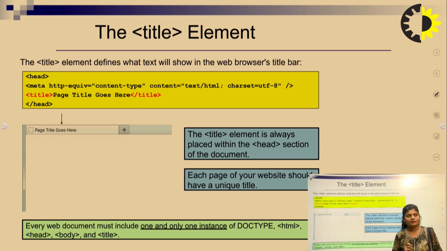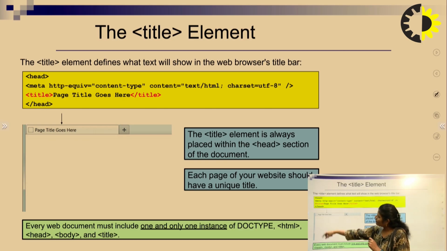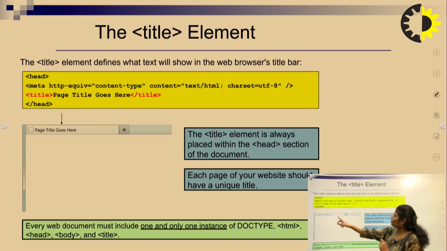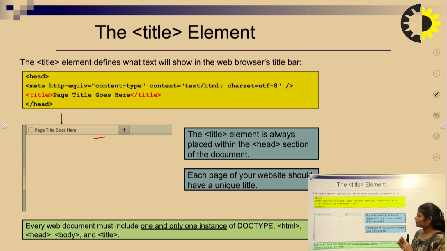Next is the title. The title tag element defines what text will show in the web browser title bar. Okay. So the title element is always placed within the head section of the document. Each page of your website should have a unique title. So when you describe the title tag in the head section, the title tag tells what your website name is. The page title goes here. So in the title bar, your website name is described. Every web document must include one and only one instance of the document's HTML, head, body and title.